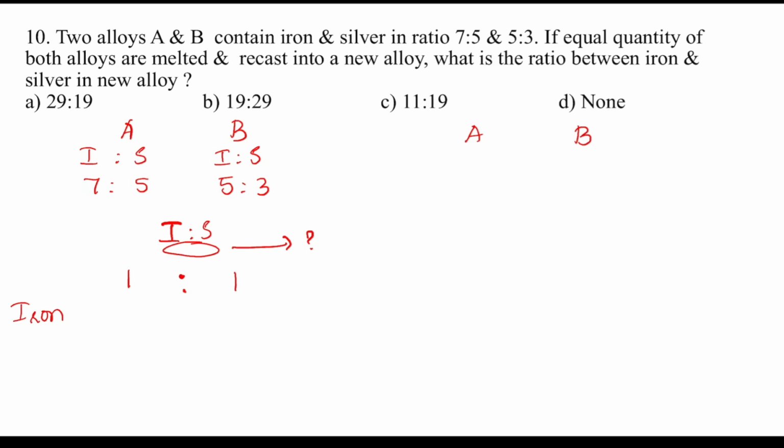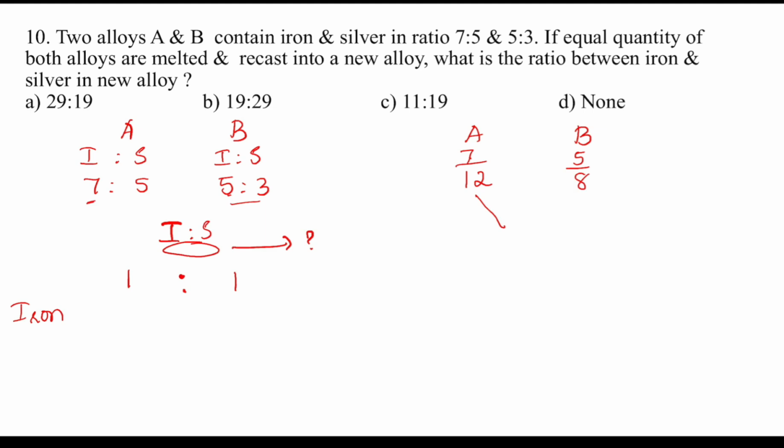In A, how much is iron? It is 7 out of total how much, 12 parts. So 7 out of 12. And in B, how much is iron? 5 out of how much, 8 parts. So it is 5 out of 8.